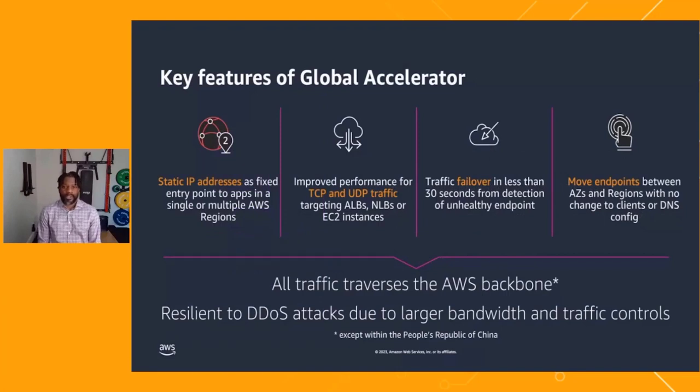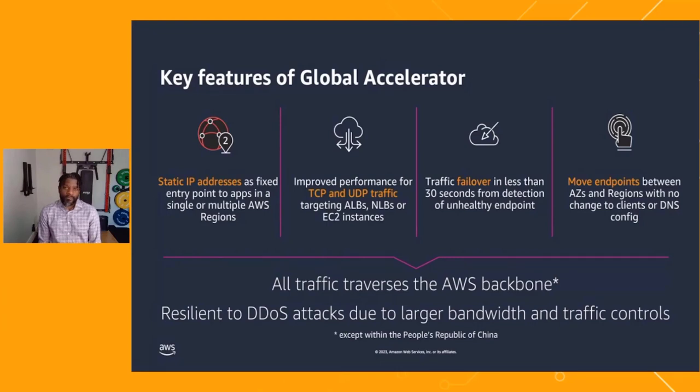Now let's discuss some of the key features of AWS Global Accelerator. Firstly, Global Accelerator allows you to assign static IPs as a fixed entry point to your applications in single or multiple AWS regions. Secondly, not only does Global Accelerator accelerate TCP traffic, it also accelerates UDP traffic that targets application load balancers, network load balancers, or Amazon EC2 instances.